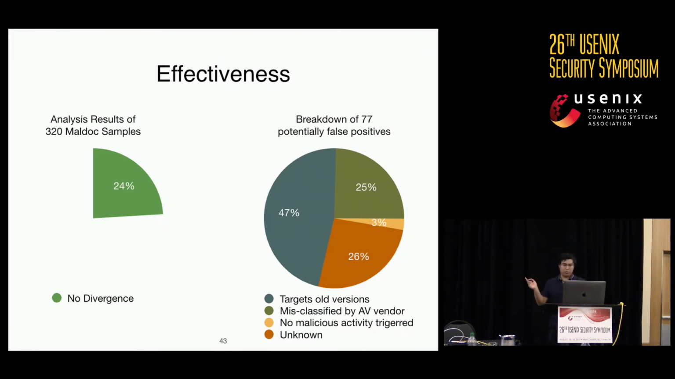And also, for about a quarter, we guess that they could be misclassified by VirusTotal, because only one AV vendor classifies them as malicious and marks them with a CVE number. So we guess it might be the case. There are also a few cases where we cannot trigger the activities. For example, there's a C&C mechanism, and the C&C server is down, so we cannot do anything about it. And for a few samples, we cannot find a concrete reason why we couldn't trigger the activity. It could be any of the reasons listed above.